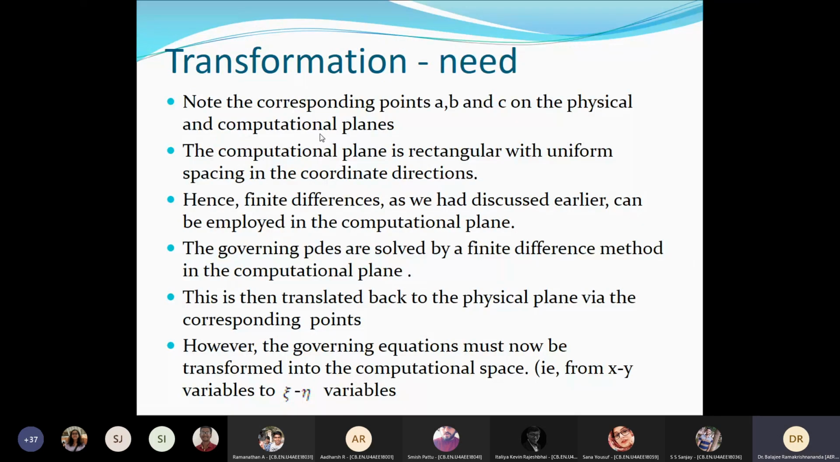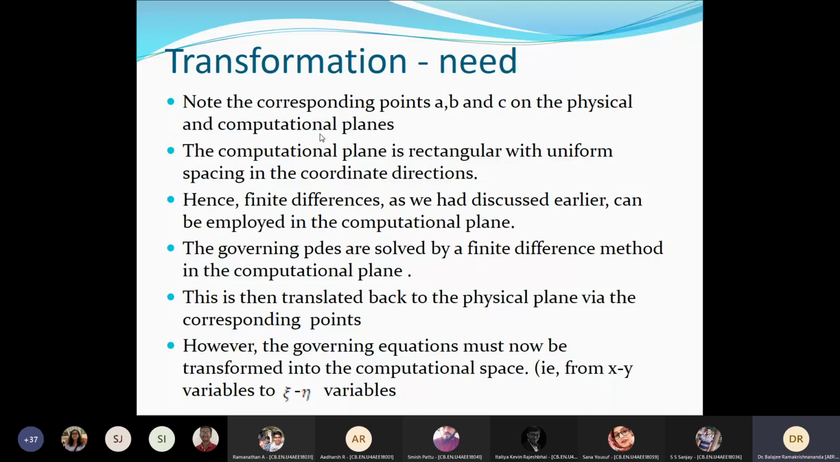So the advantage is that the computational plane is rectangular with uniform spacing in the coordinate directions. So finite differences, as we discussed earlier, can be employed in the computational plane. The governing PDEs are solved by a finite difference method in the computational plane, not in the physical plane, because only in the computational plane do you have delta z and delta eta constant. After that, you can translate it back to the physical plane via the corresponding points. So you solve for u at zeta equal to 2, 1. The same u will be there physically at the corresponding physical point.